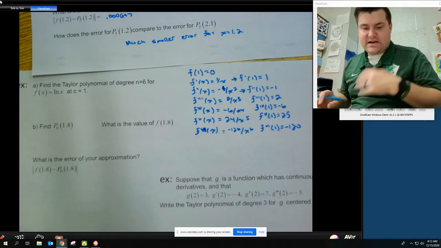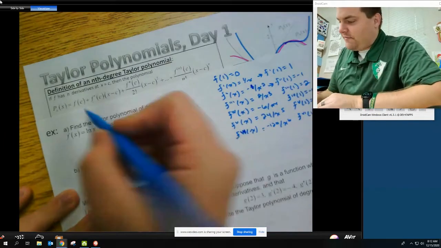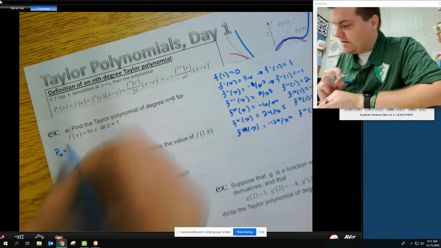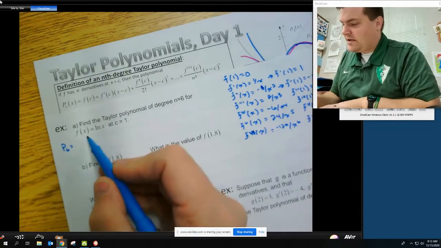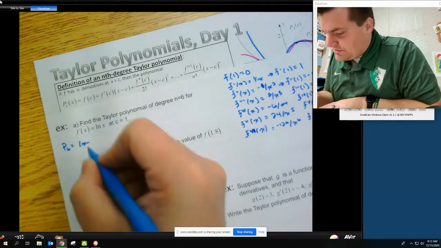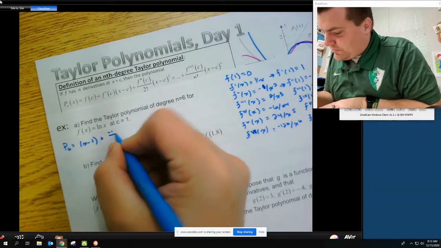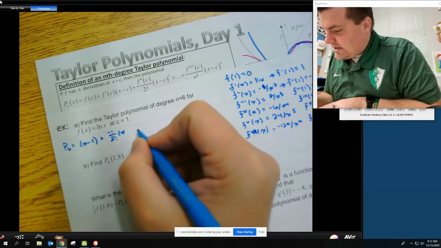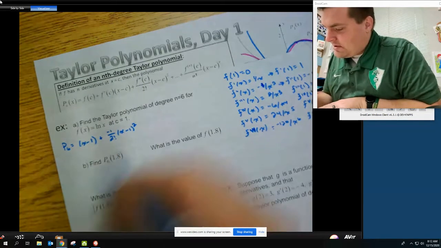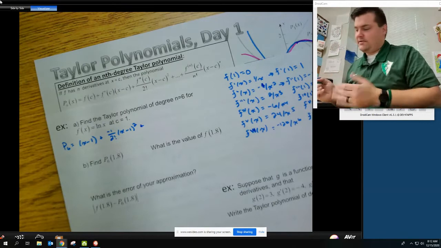So now I'm going to write this out using this formula right up here. So this is going to be f of 1, which is going to be 0. So P6 is going to be, and I don't need to write out the 0, so this is going to be 0 right there. And then f prime of 1, which is 1 times x minus c, and c is 1, plus the second derivative, which is negative 1. So negative 1 over 2 factorial times x minus 1 squared plus, and kind of get the idea. Okay, so we're going to do the next one.